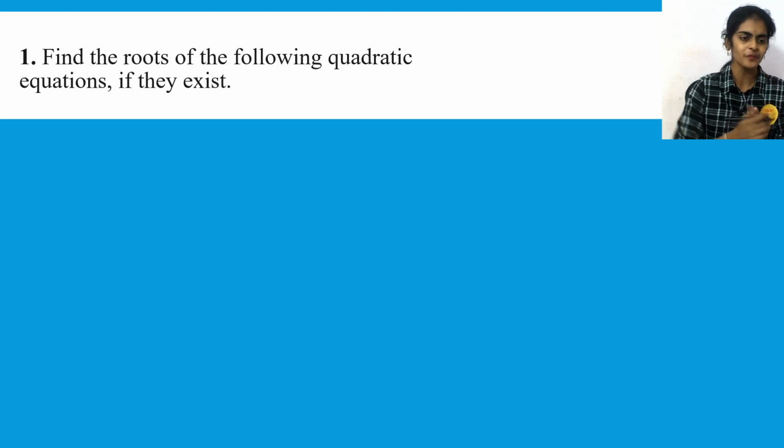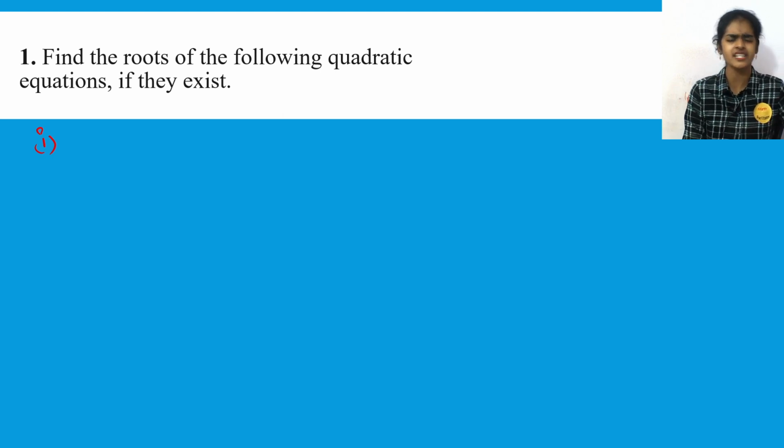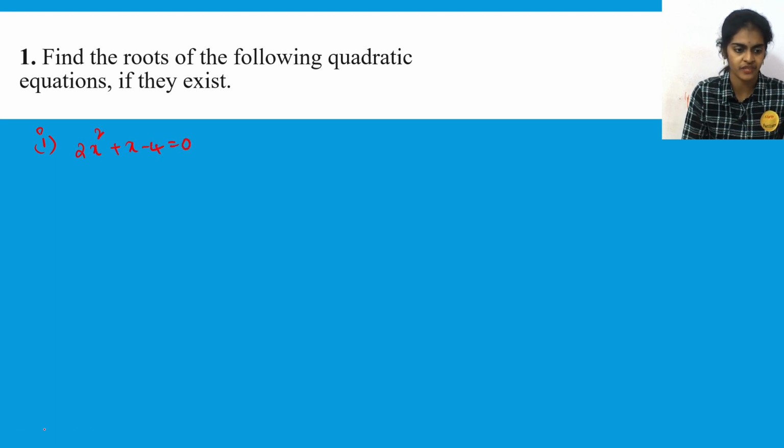So here we go. If there is anyone who has not seen the video of the completing the square method, I have discussed the completing the square method concept in a very clear way in the earlier video. So please watch that video also, and then let's proceed to the first question. You have 2x square plus x minus 4 equal to 0.